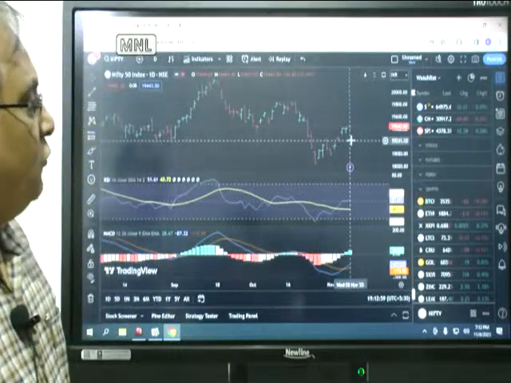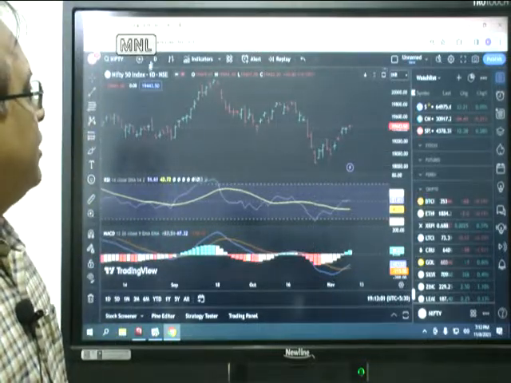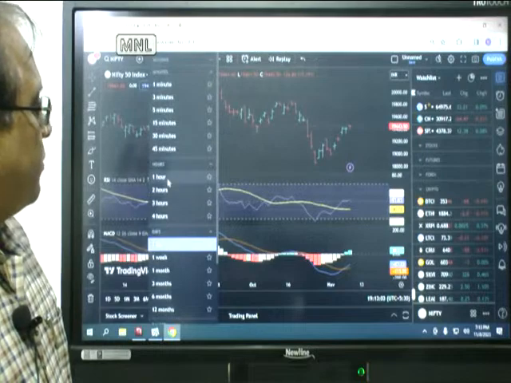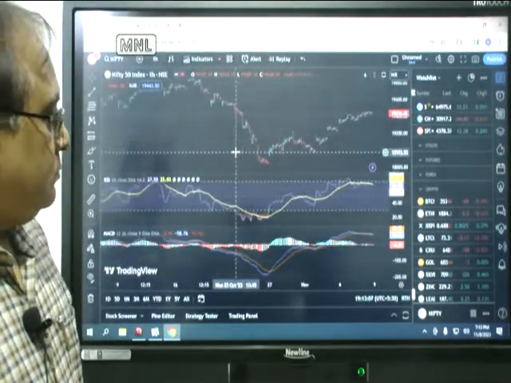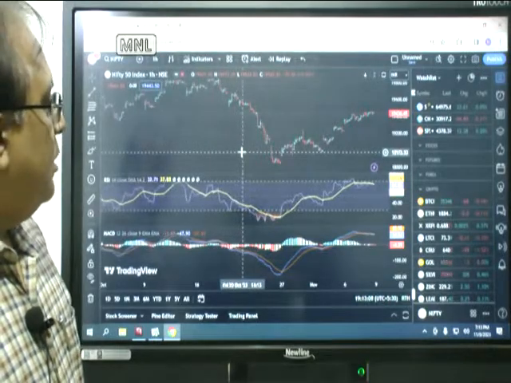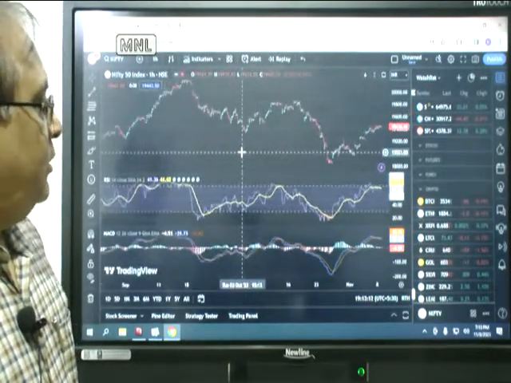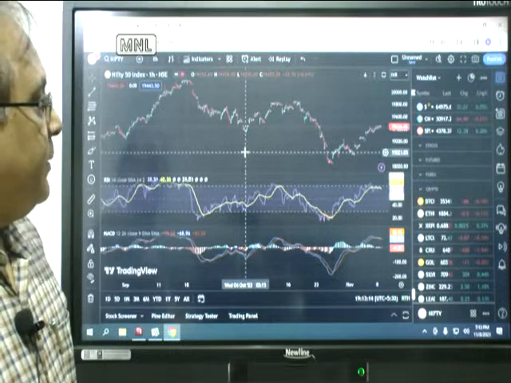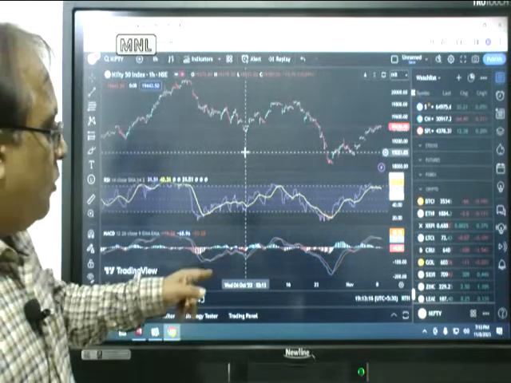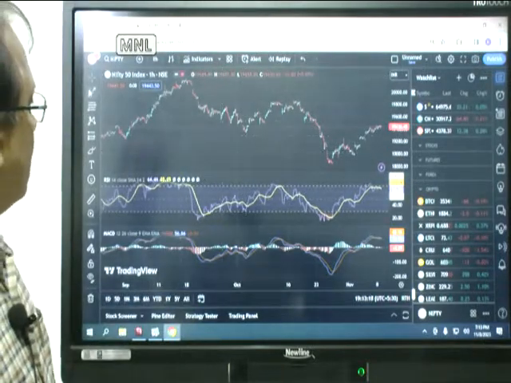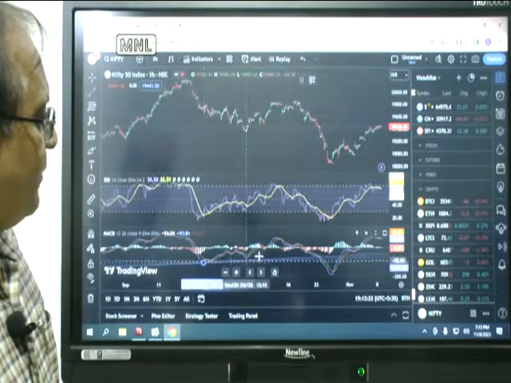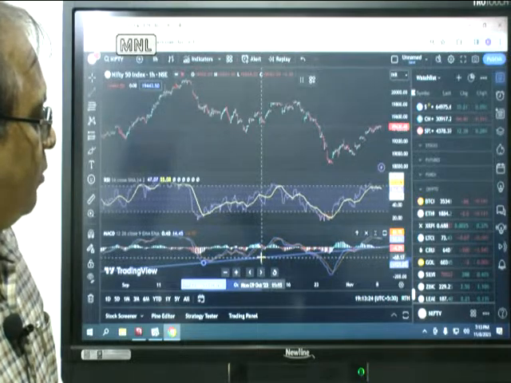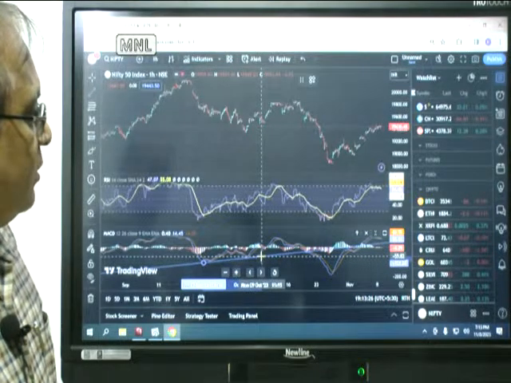Now let's look at this particular time period. So hourly chart. Okay. Now see, we will look at this particular period. See, this particular period, you can see a divergence here in MACD also. So normally if you get divergence in MACD, it's very important, more than RSI.